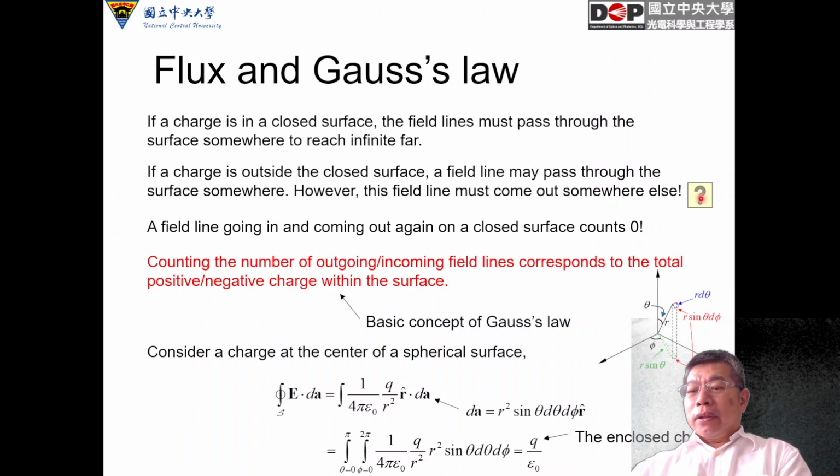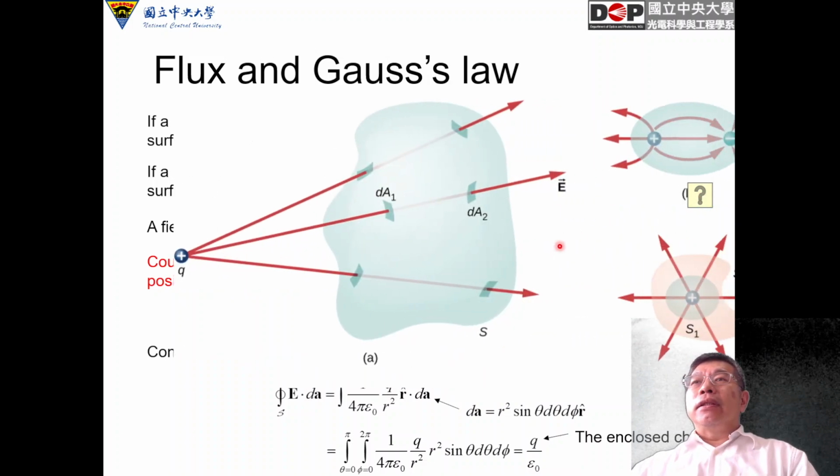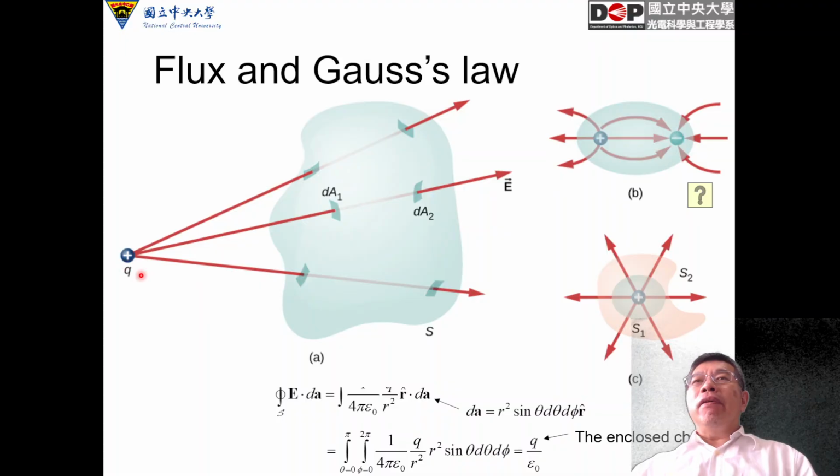So here, let's see it. Okay, here, if you have a charge, if you've got the imaginary surface, the flux is actually the field line in a dot product with this tiny area, which is the flux. So if you have a closed surface, which means there's no opening, the field line goes through it and it must go out somewhere. So what goes in must go out. Whatever goes in must go out.